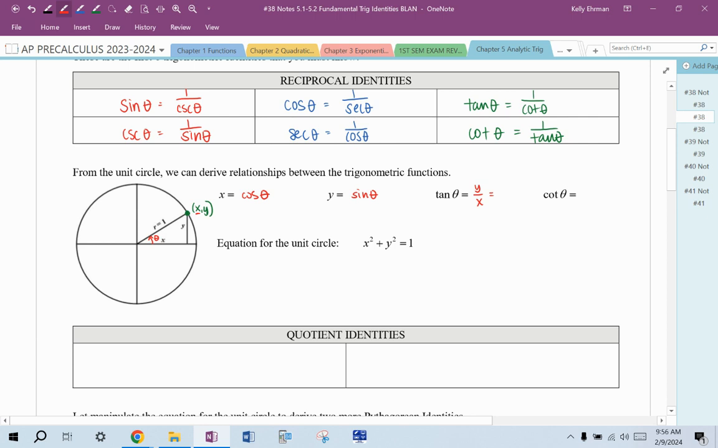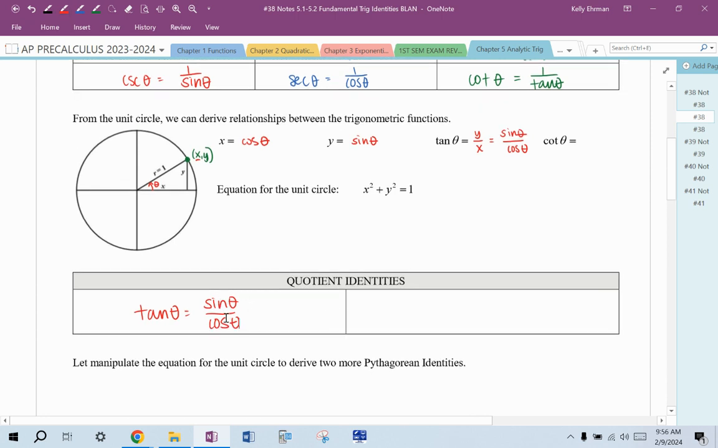And now we can make some substitutions right here. Because y is equal to sine theta and x is equal to cosine theta, we can also say that the tangent of theta is equal to sine theta over cosine theta. That's actually our first quotient identity. The tangent of theta is equal to sine theta divided by cosine theta. So again, that's one to memorize, but you already know that tangent is y over x. So if you can keep that substitution or connection to the unit circle, it's sort of already memorized. You're just writing it in a different form.